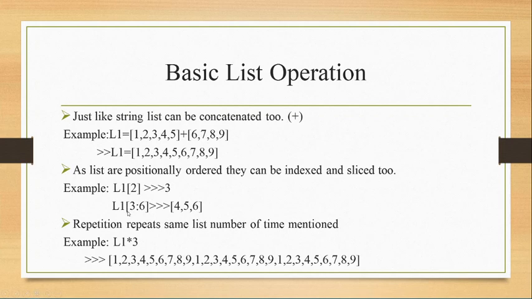So it will consider the element present at position 3, but it will not include the element present at position 6. Repetition repeats the same list the number of times mentioned. Here L1 is repeated 3 times.